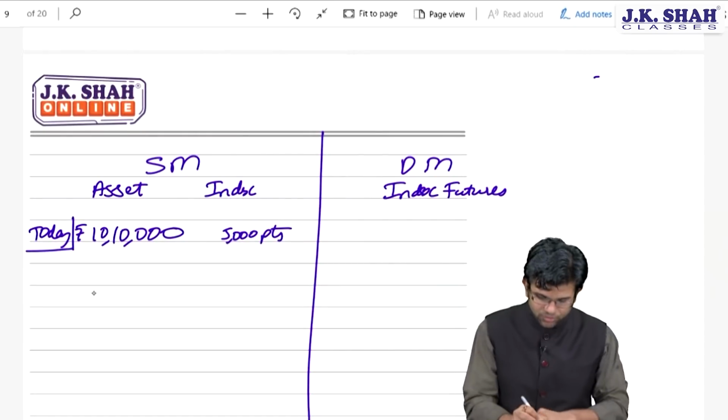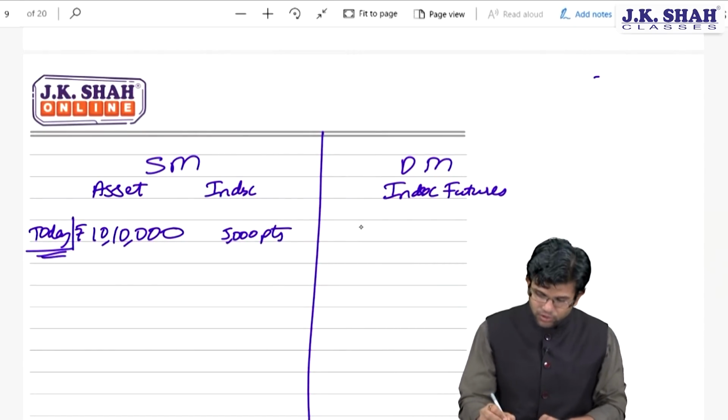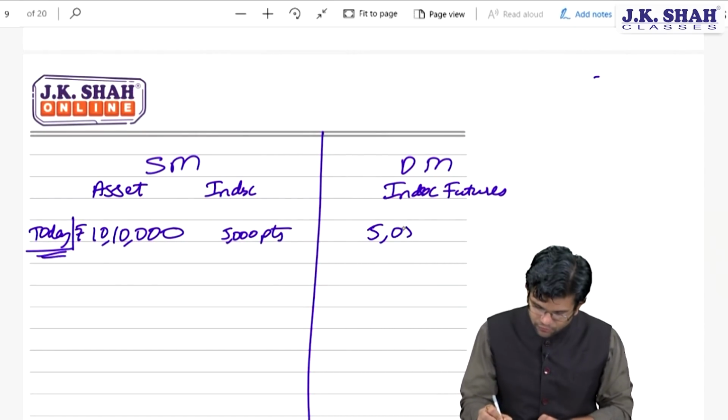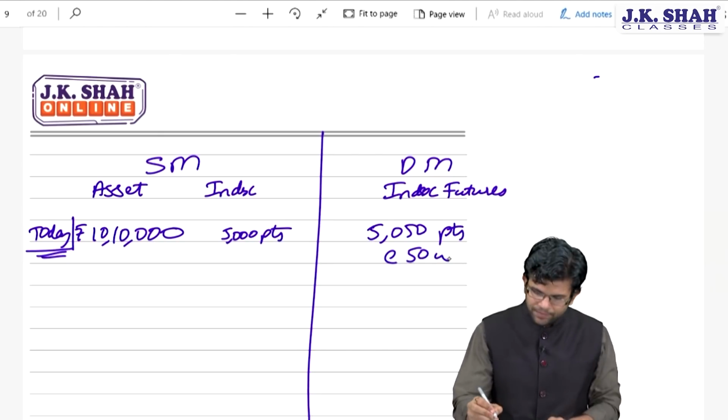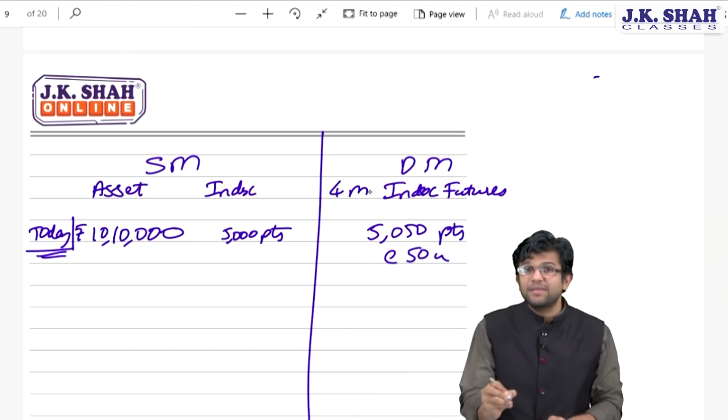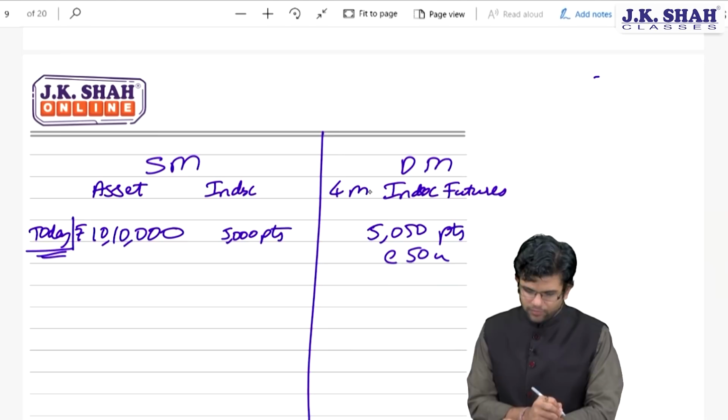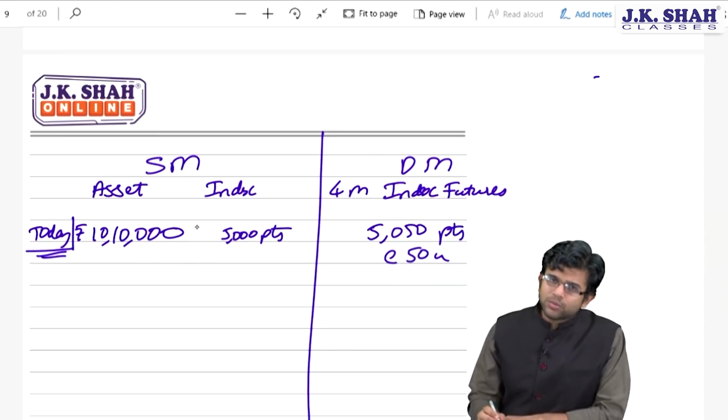On the other hand, students, today your index futures are trading at 5050 points, correct? 5050 points, and the multiplier is 50 units. Everybody following? And these are obviously 4-month index futures, correct? 4-month index futures. Now students, what is happening?